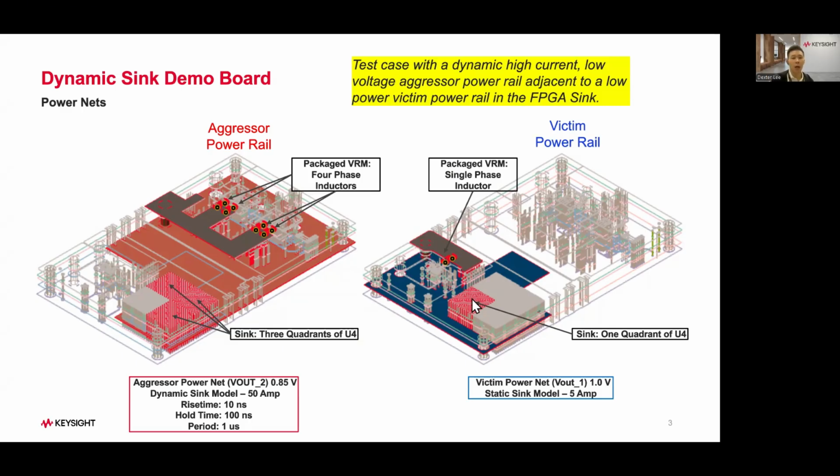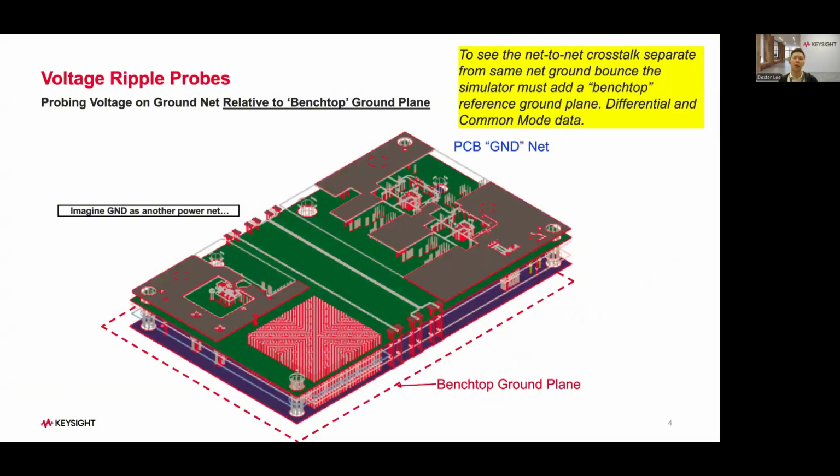Because we want to look at net-to-net crosstalk separately from same-net ground bounce, the simulator automatically adds a benchtop ground plane behind the scenes. This is similar to our conducted EMI. Maybe I can quickly show conducted EMI as well. We virtually add a ground plane for you, so you don't have to do manual modification to the board, and then you can start to look at net-to-net crosstalk or ground bounce.